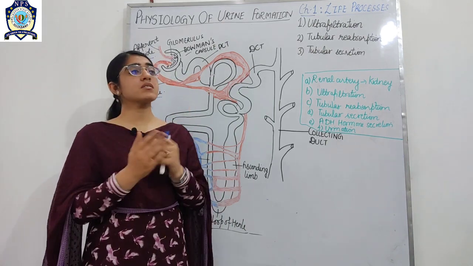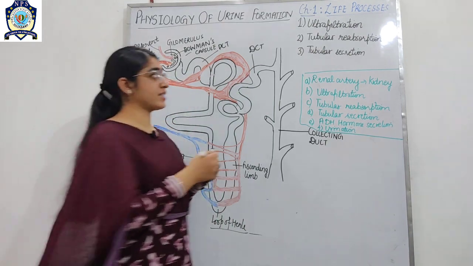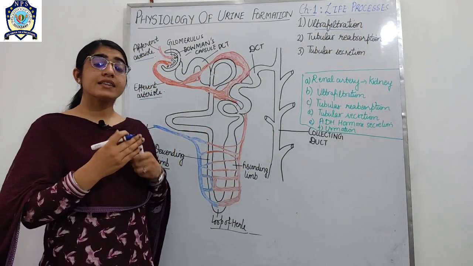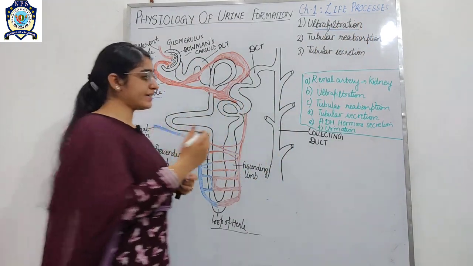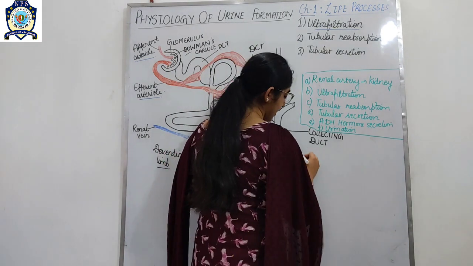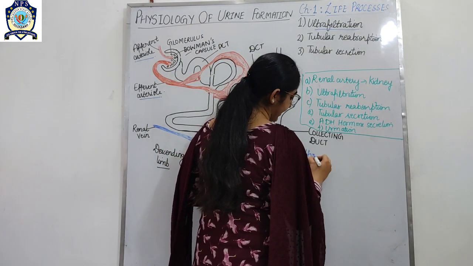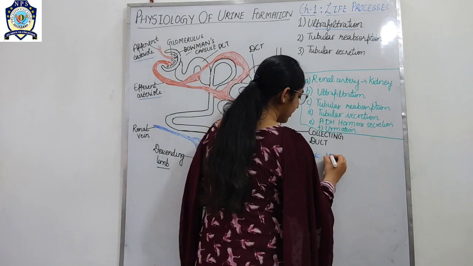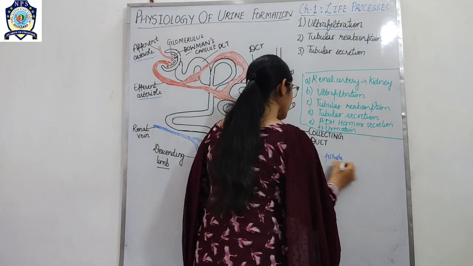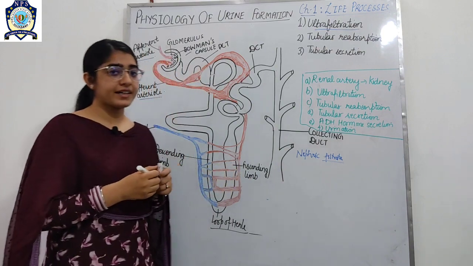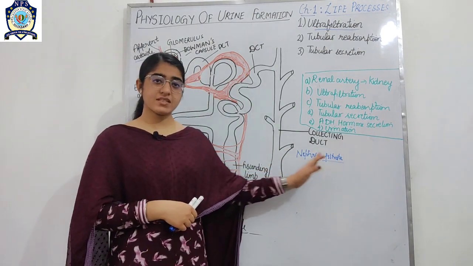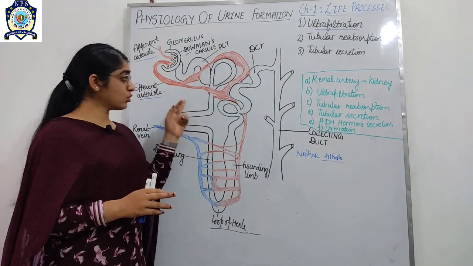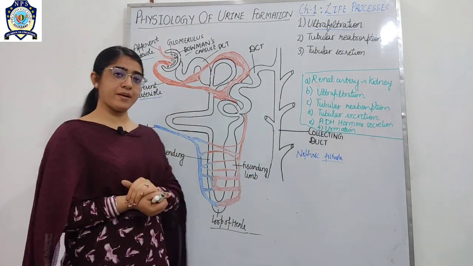Now this process of filtration is known as ultrafiltration, and the filtrate is now termed the nephric filtrate. Nephric, due to nephron, so nephric filtrate. Now the first step is completed. In the first step there will be only ultrafiltration. So what happens in the second step?